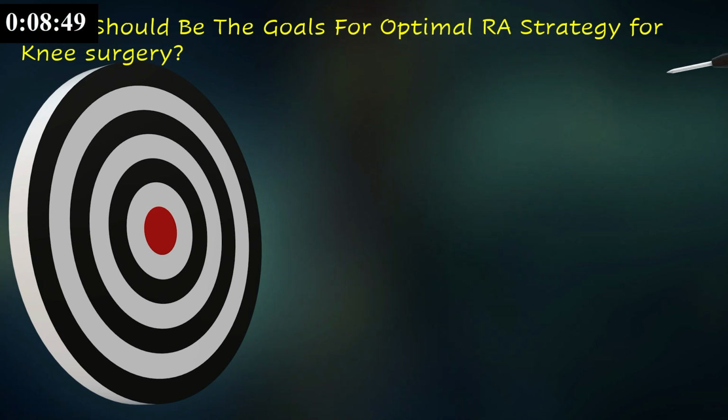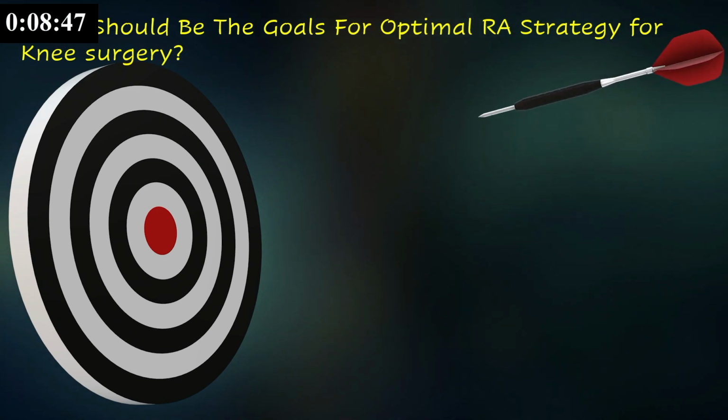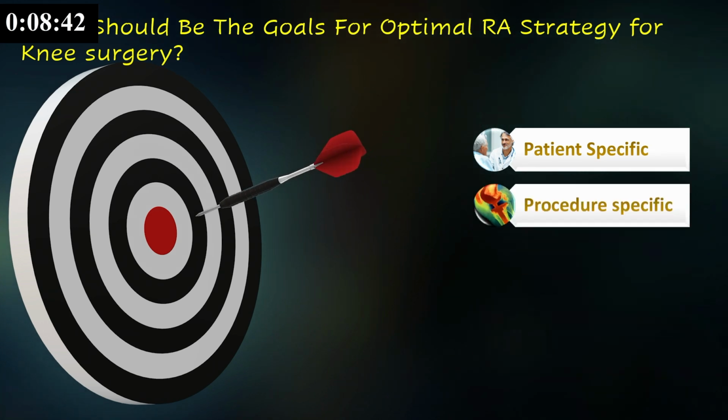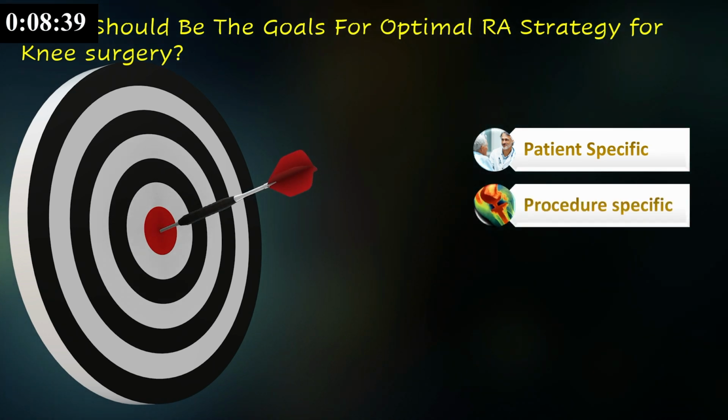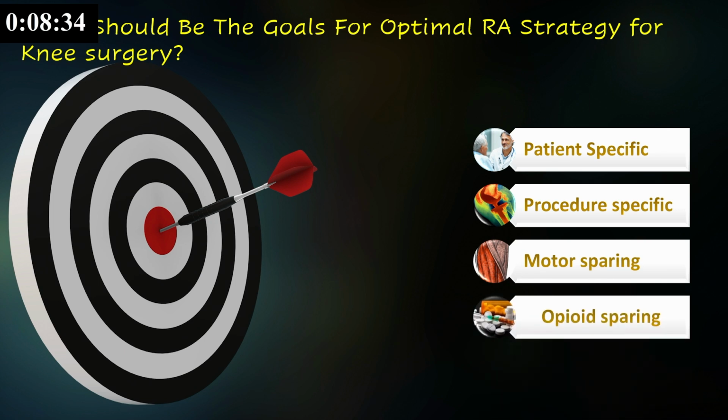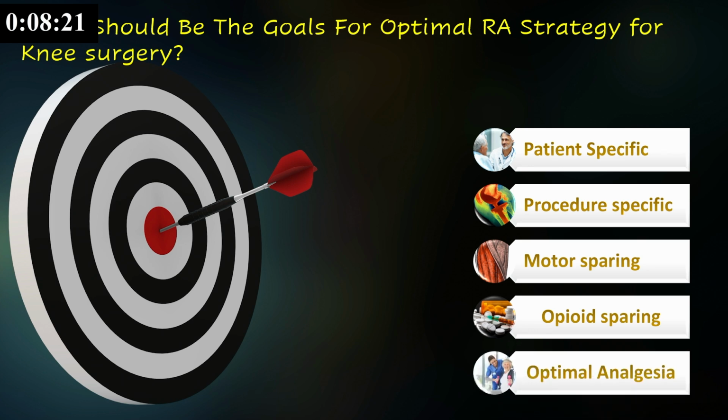So what should be the goals for optimal RA strategy for knee surgery, my dear friends? It should be patient specific, okay? It has to be procedure specific, that is TKR we are talking about. It has to be motor sparing so that the patient can be mobilized as early as possible. And definitely we are in the era of opioid sparing analgesia for India, and in context of United States it's opioid free. And we have to provide optimal analgesia not during rest but during movement and during physiotherapy, so as to facilitate early rehabilitation.